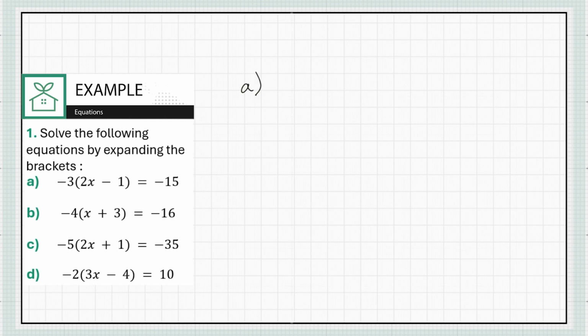So let's start with A. We have minus 3 times 2x minus 1 is equal to negative 15. So the first thing we're going to do is minus 3 multiplied by positive 2x. So a negative multiplied by a positive is going to be a negative. And then we have negative 6x, and then minus 3 multiplied by minus 1. So negative 3 multiplied by negative 1 is just positive 3.